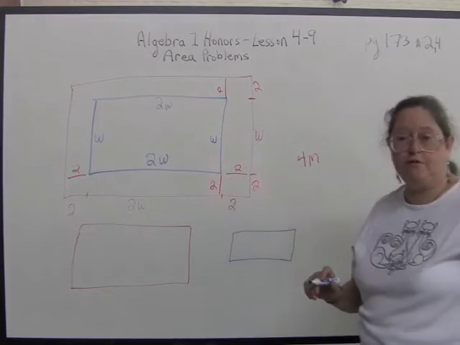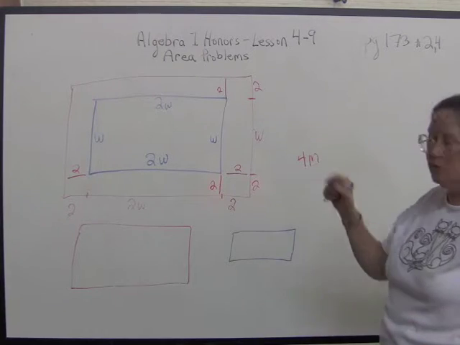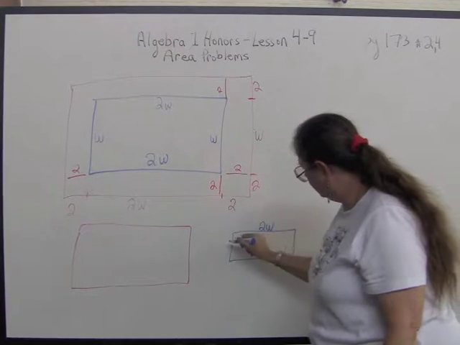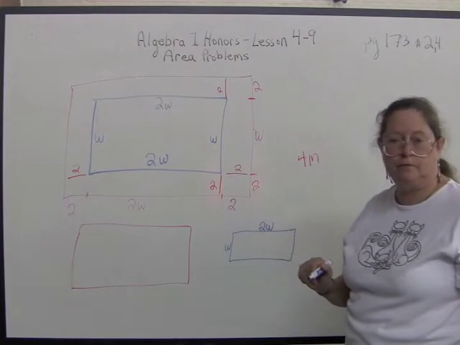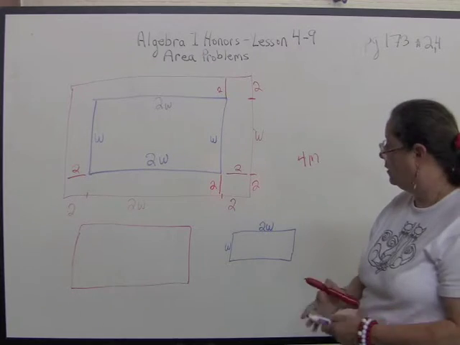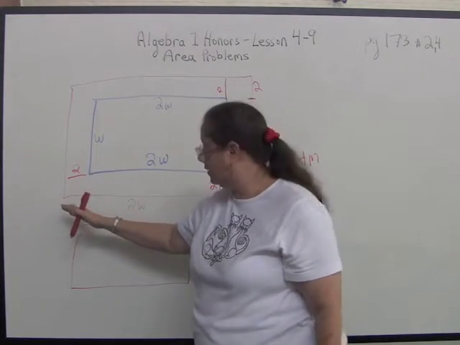Okay? And I'm going to write the dimensions over here on my separated figures. So the blue one's easy. I look and say, okay, this is 2W here, and this is W here. Okay? Now, then I have to look at my red rectangle. Well, what's the length of my red rectangle?